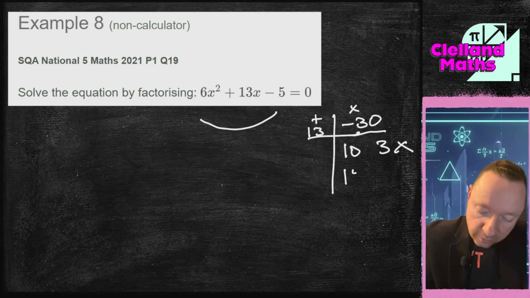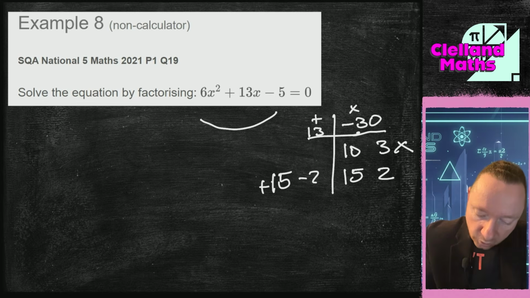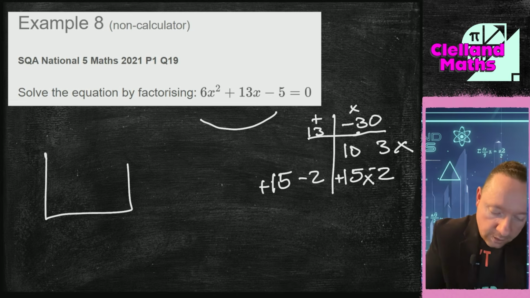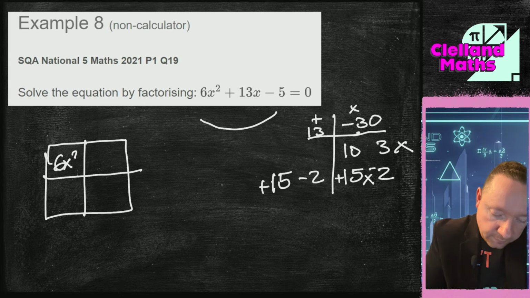So I'll try another combination, 15 and 2, say. Well, if I did plus 15 minus 2, I would get 13, and plus 15 times minus 2 is minus 30, so that's the one I want. So I draw my grid. 6x squared plus 15x minus 2x, and then I've still got minus 5.